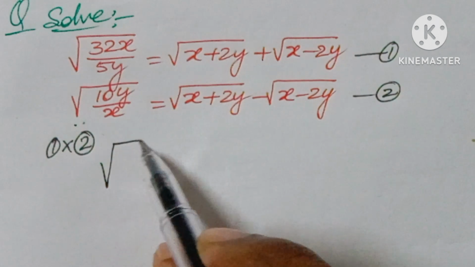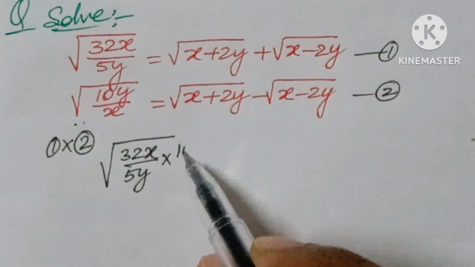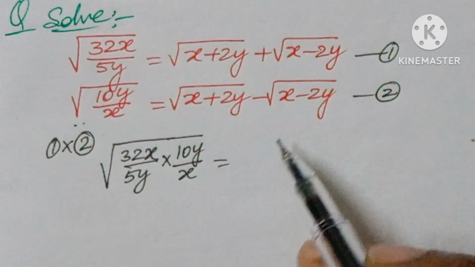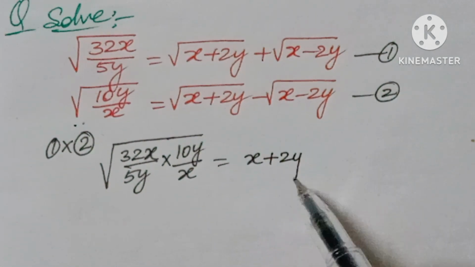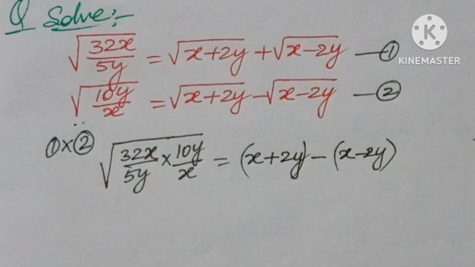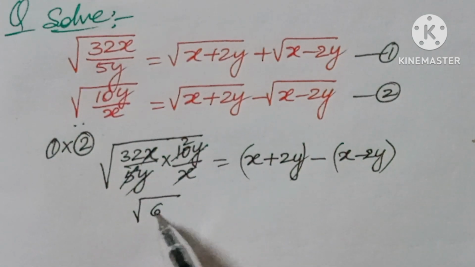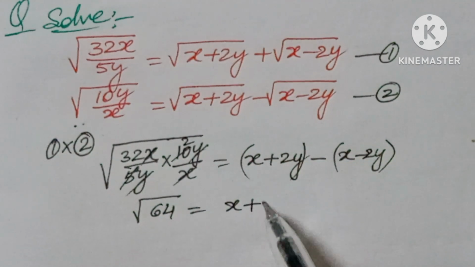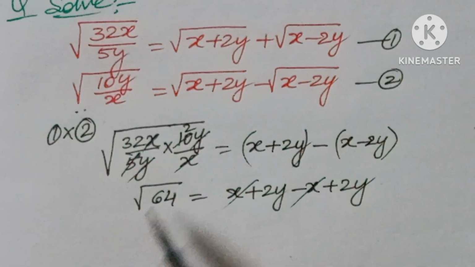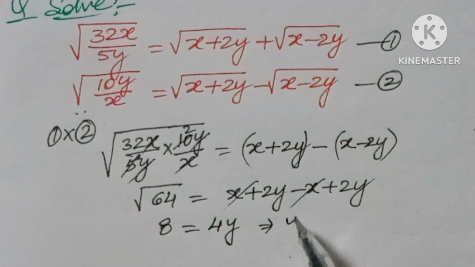So if you multiply 1 and 2, this is 32x over 5y into 10y over x is equal to, a plus b into a minus b, a square minus b square. So here 5 will go 2 times, y and y get cancelled, x and x cancel, root 64 is equal to x plus 2y minus x plus 2y. x and x get cancelled here. 8 is equal to 4y, that implies y is equal to 2.